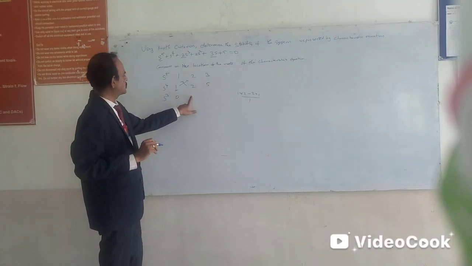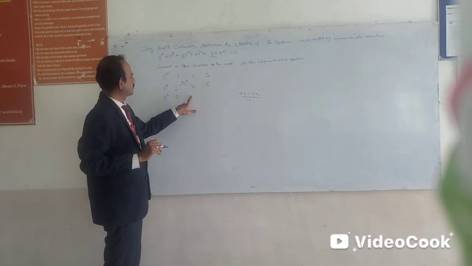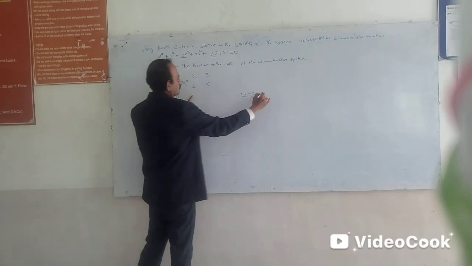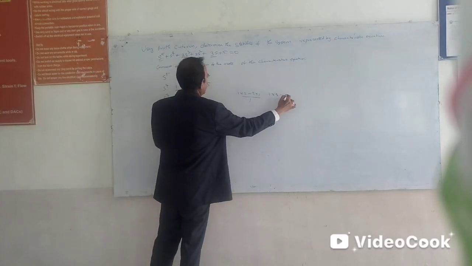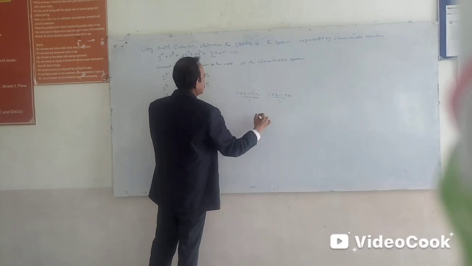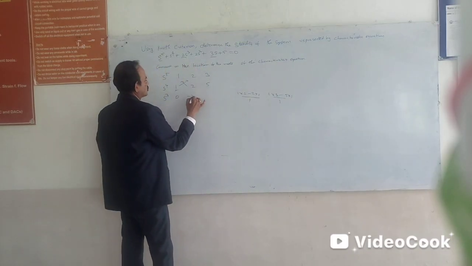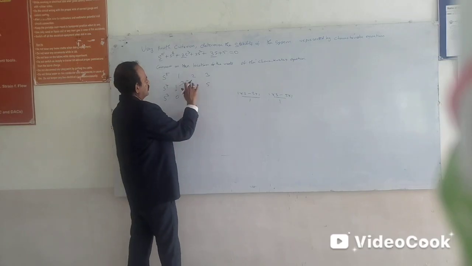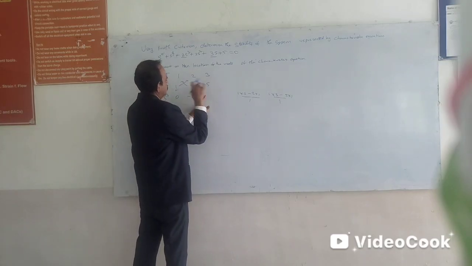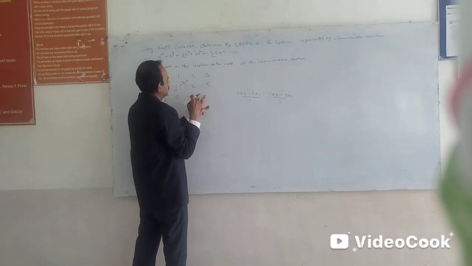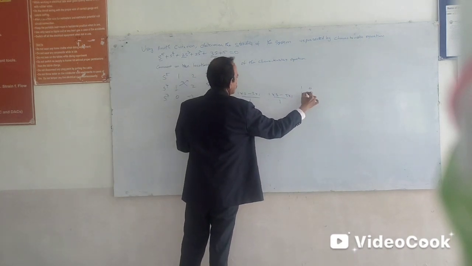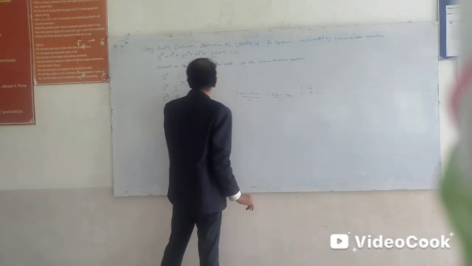Next, for the next column: 1 into 3 minus 5 into 1 divided by 1. You will be getting minus 2. For the next column, you will be getting 0, and the column after that we will also get 0. So 1 1 0 0, you will be getting 0.